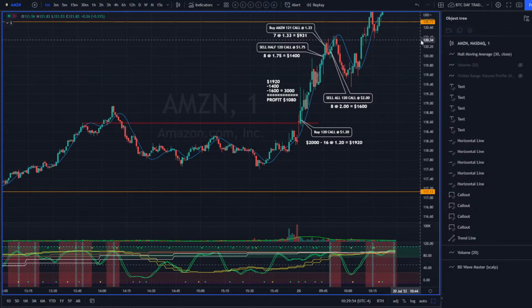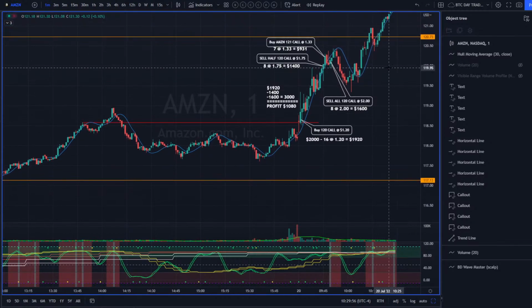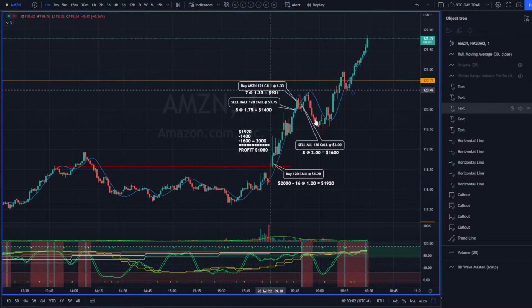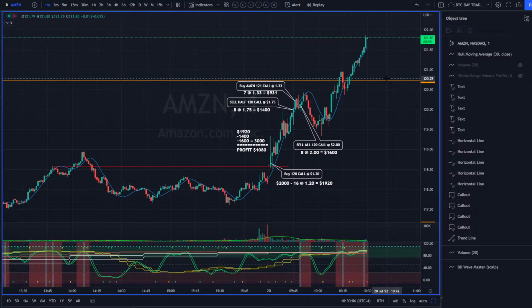And so far, we can see AMD is still climbing. We're getting a really good push up. Probably we're going to take profit on this 121 call that we're in, because it's 80 cents in the money now, so we should be looking to take profit on that. We bought that again for $1.33, and it's almost $1 in the money at the moment.